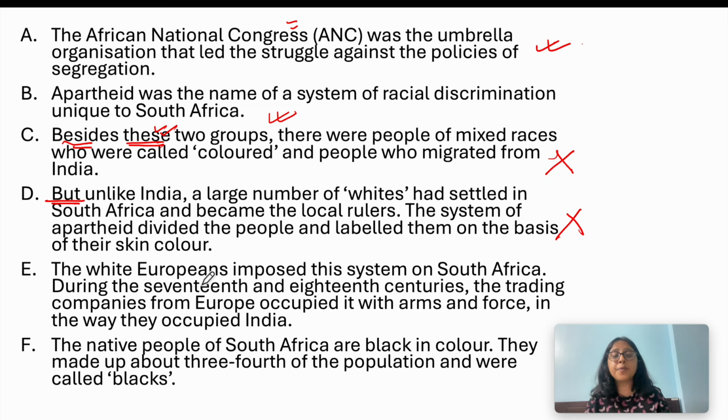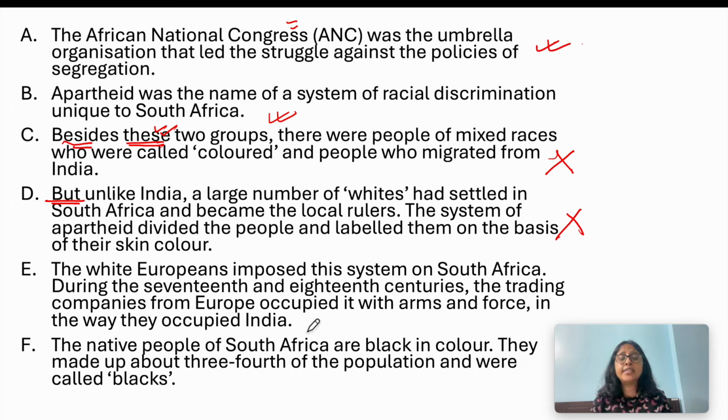Next, the white Europeans imposed this system on South Africa. During the 17th and 18th century, the trading companies from Europe occupied it with arms and force in the way they occupied India. Okay, so here the white Europeans imposed, that is, they forced this system on South Africa. And during the 17th and 18th century, the trading companies, that is, the business companies from Europe occupied South Africa with arms, that is, using ammunition, using weapons and using force. In the same way they occupied India.